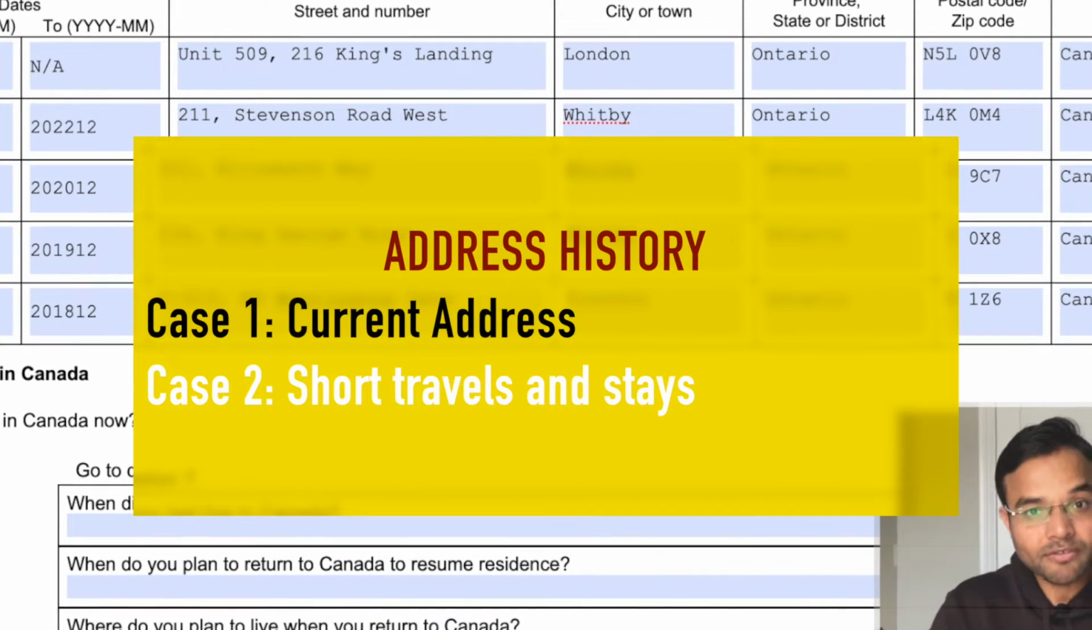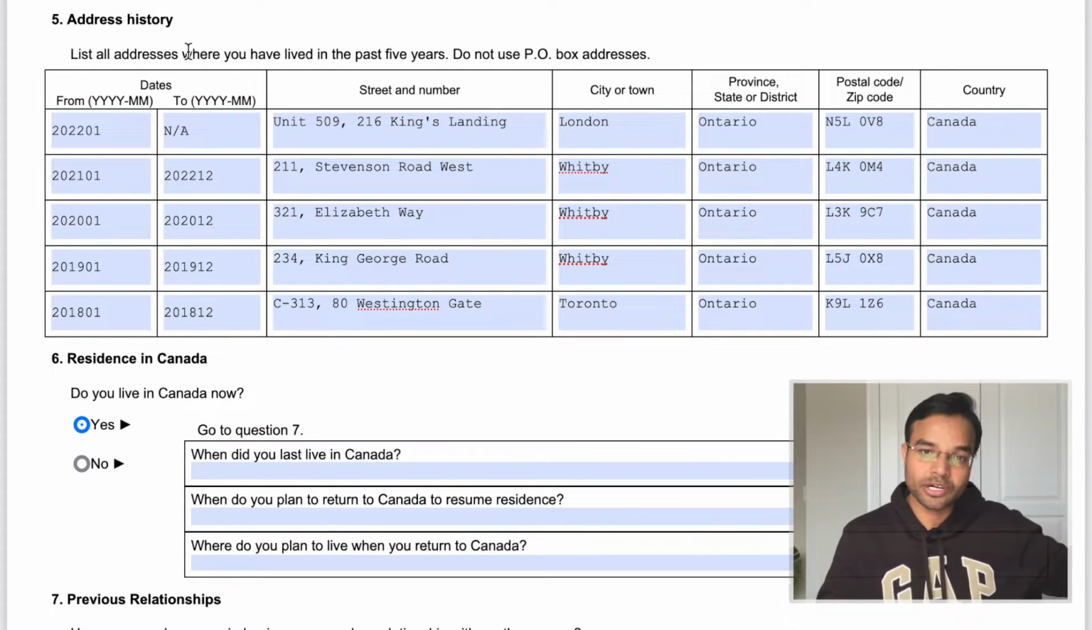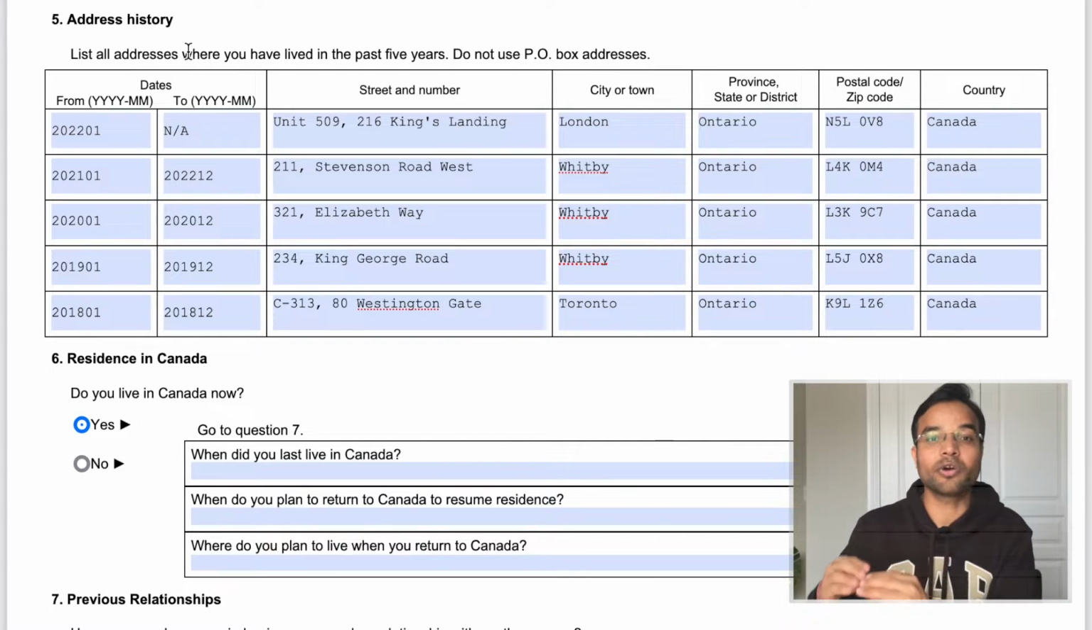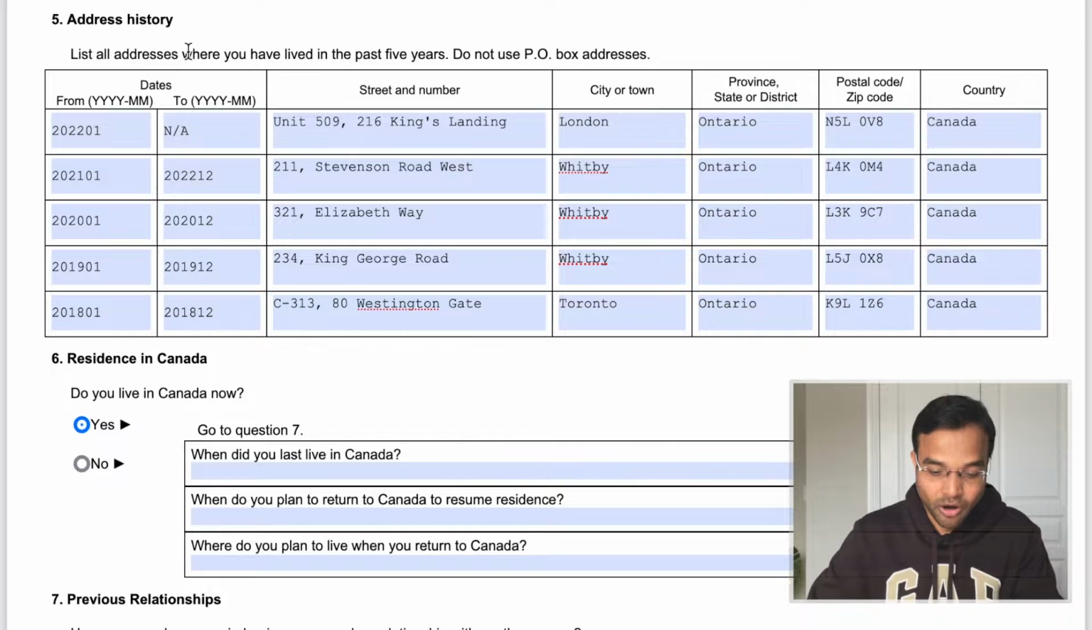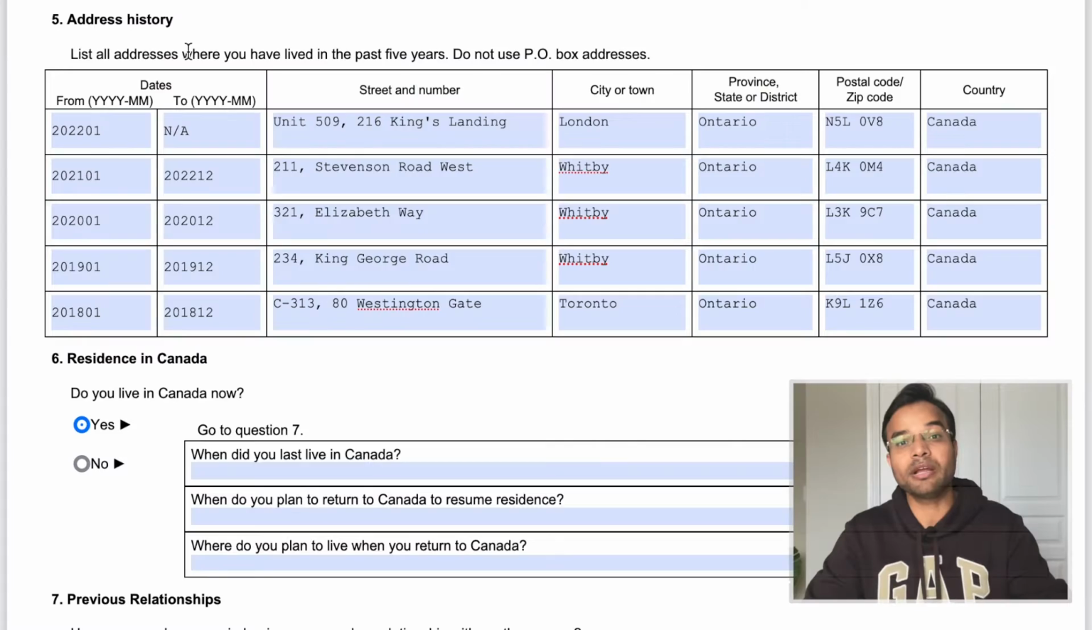Now, if you have stayed at one place, but during the stay you had to travel to a different location for a certain duration, even in that case, you have to provide the permanent location as the address where you have stayed. For example, Ronald has stayed in Whitby, Ontario, Canada from January 2021 to December 2021. While he was staying in Whitby, he had to travel on 6 different occasions to 6 different places within the country and outside the country.